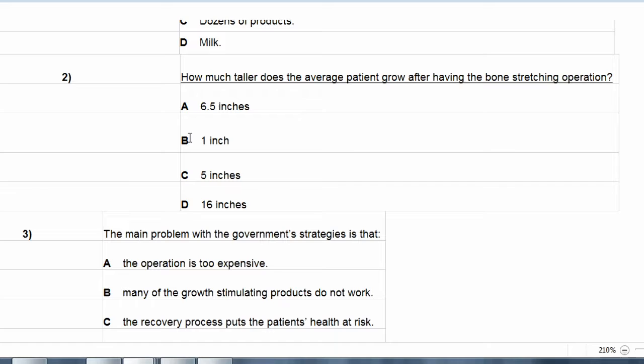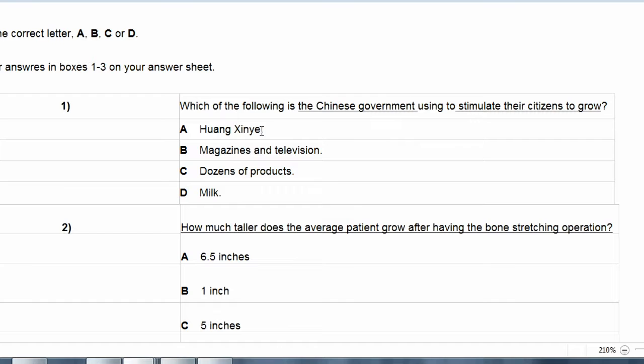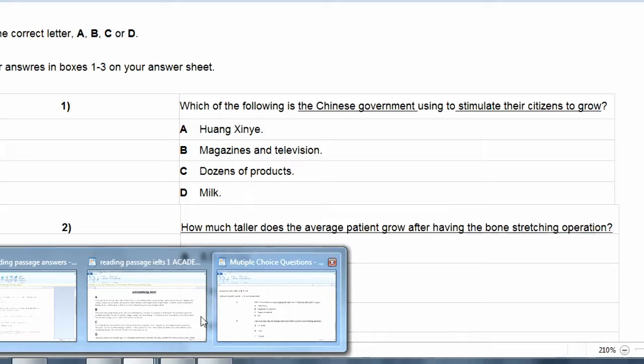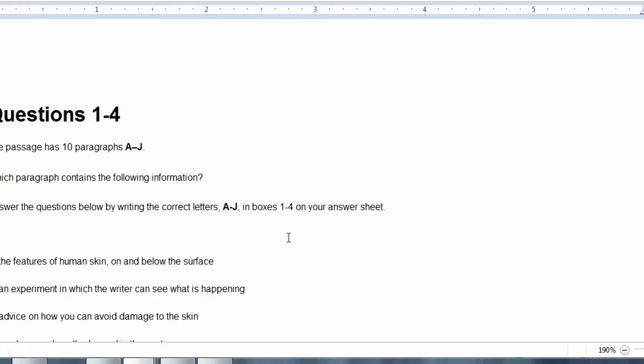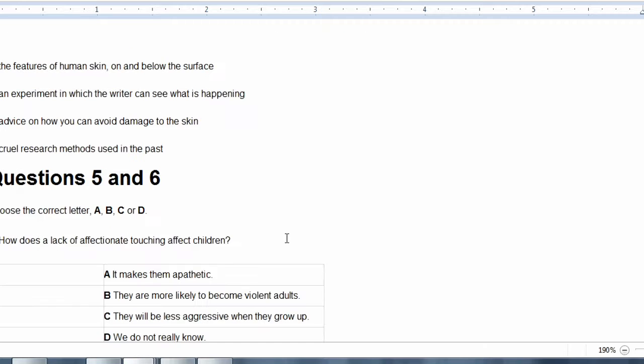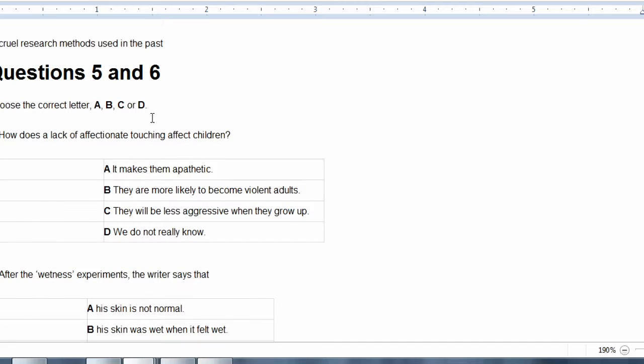Alright, let's have a look at another example of a multiple choice question in another passage. Here we have some more multiple choice questions. Now questions 5 and 6. Choose the correct letter A, B, C, or D. How does a lack of affectionate touching affect children? Lack of affectionate touching, how does it affect children?